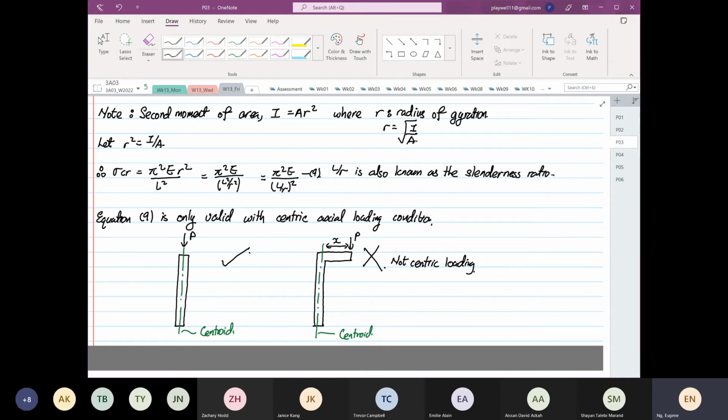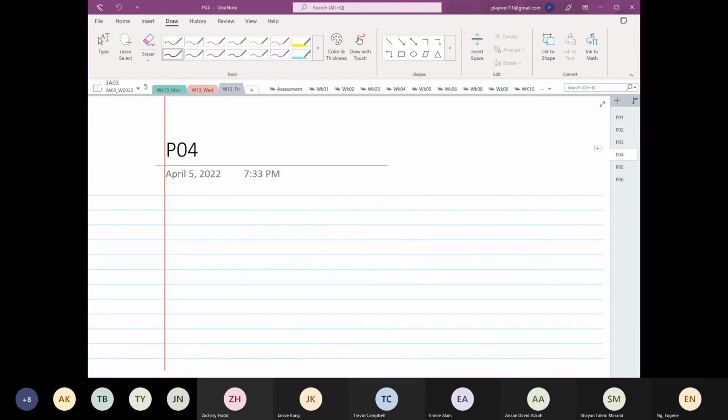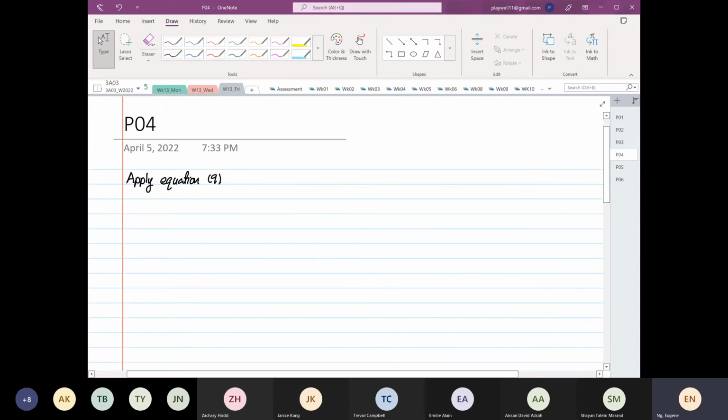Now, how will this help you? We have this equation 9. How will this help us by using equation 9? So we are going to put in some values and apply equation number 9.